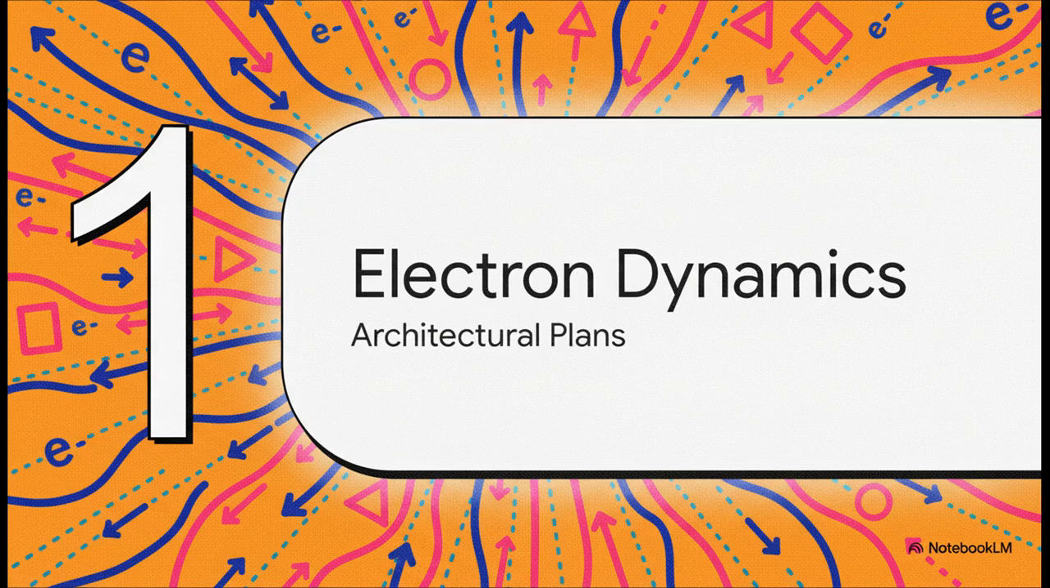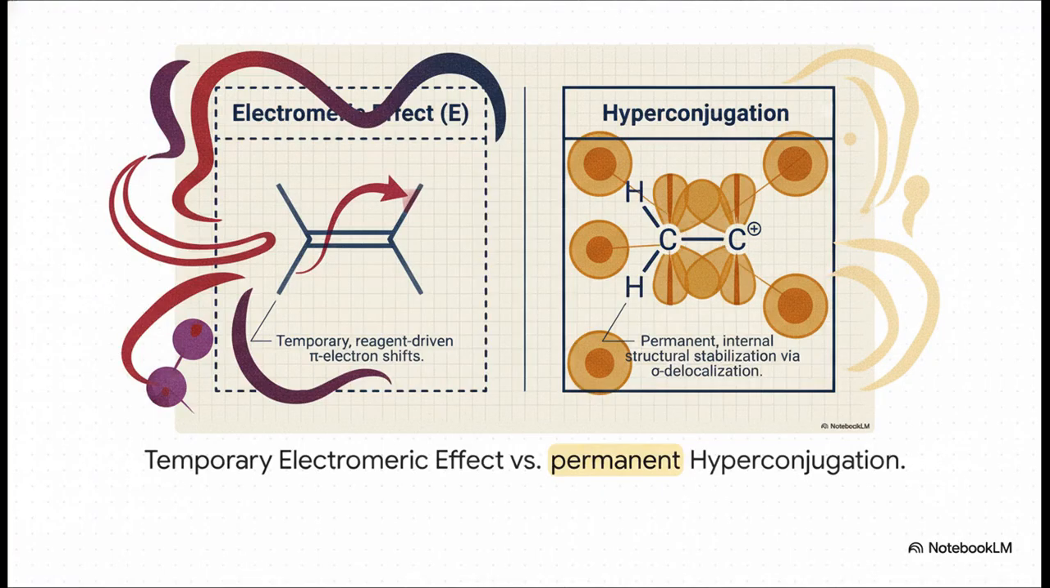So how do we even begin to make sense of this controlled chaos? Well, it turns out this whole electron dance isn't random at all. It actually follows two fundamental sets of architectural plans. Let's take a look. On this slide, we get to meet the two main characters in our story today. Over on the left, we have the electromeric effect. Think of this as a temporary, pretty dramatic shift of electrons that only happens when another molecule, a reagent, comes knocking. And on the right, we've got hyperconjugation. This one's a permanent, structural feature that provides constant, built-in stability. So one is an active response, and the other is just a passive state of being.